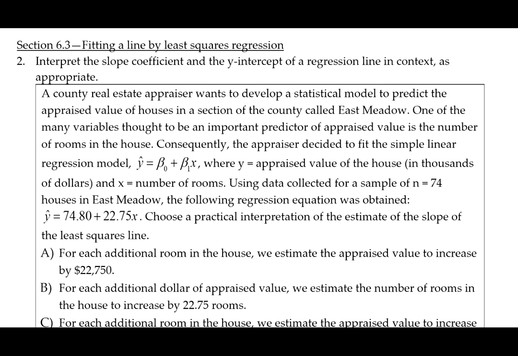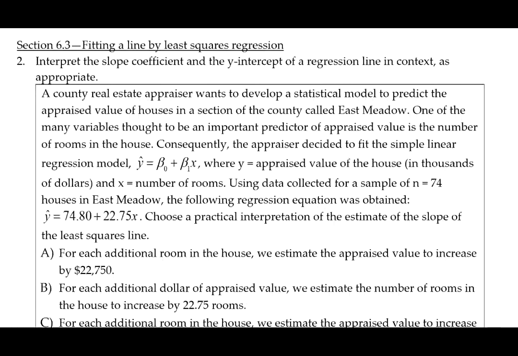Learning Objective 2 from Section 6.3 is to interpret the slope coefficient and the y-intercept of a regression line in context as appropriate. In Section 6.2, we interpreted the slope of a line as a rate of change. In other words, how much the y variable changed as the x variable changed. In other words, how the vertical change happened as x increased by 1 unit.